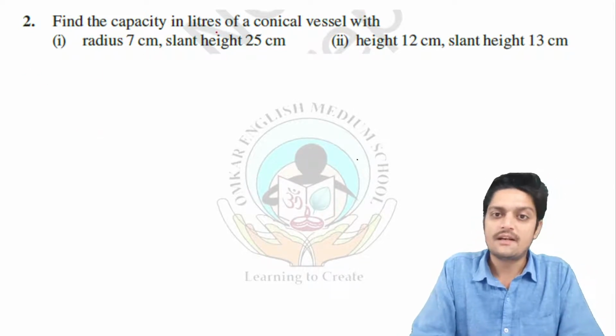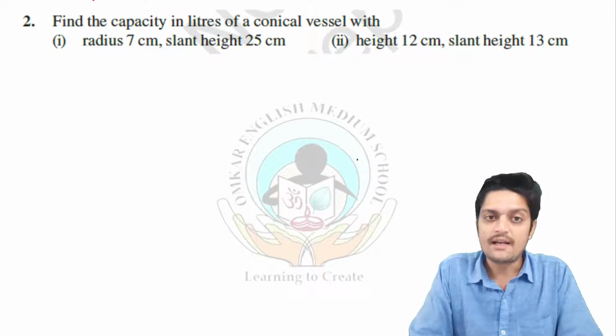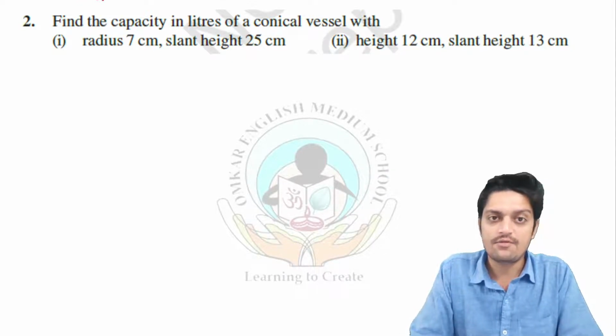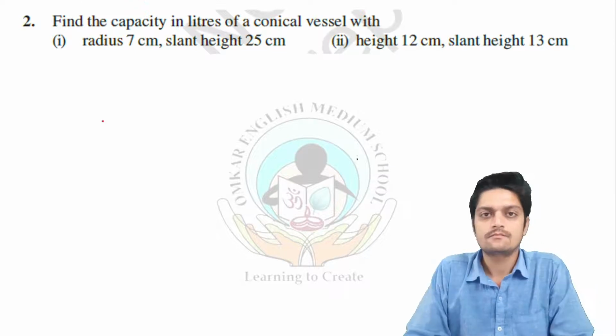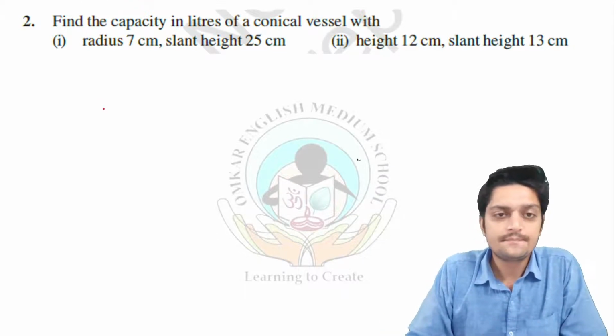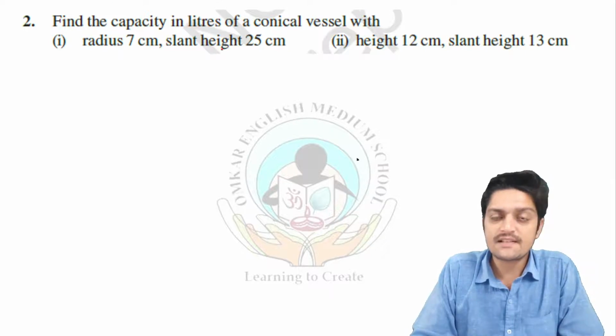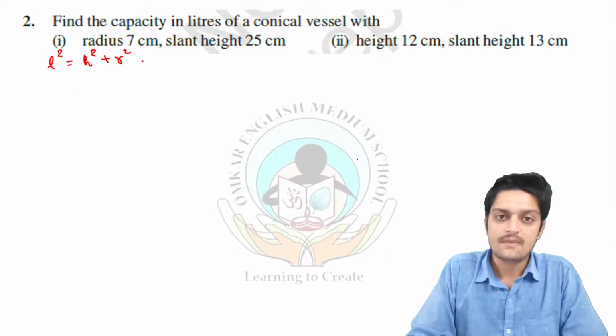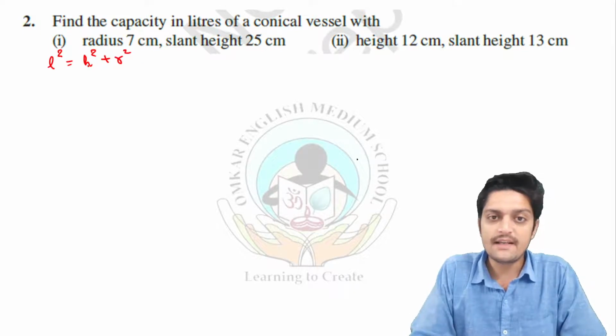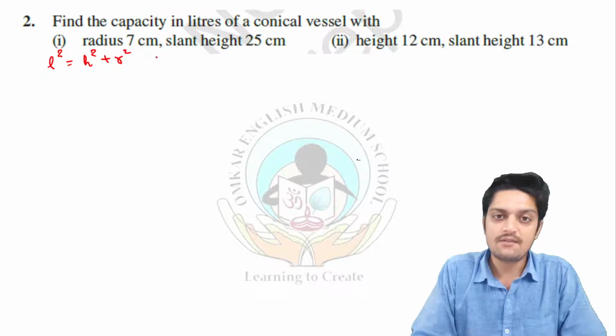Radius is given, slant height is given. Then pi r square h. Now see here, radius is given and slant height is given. Then this relation, as you all know, L square is equal to h square plus r square. Radius means r square is given, slant height L square is given. Then we have to find the height.